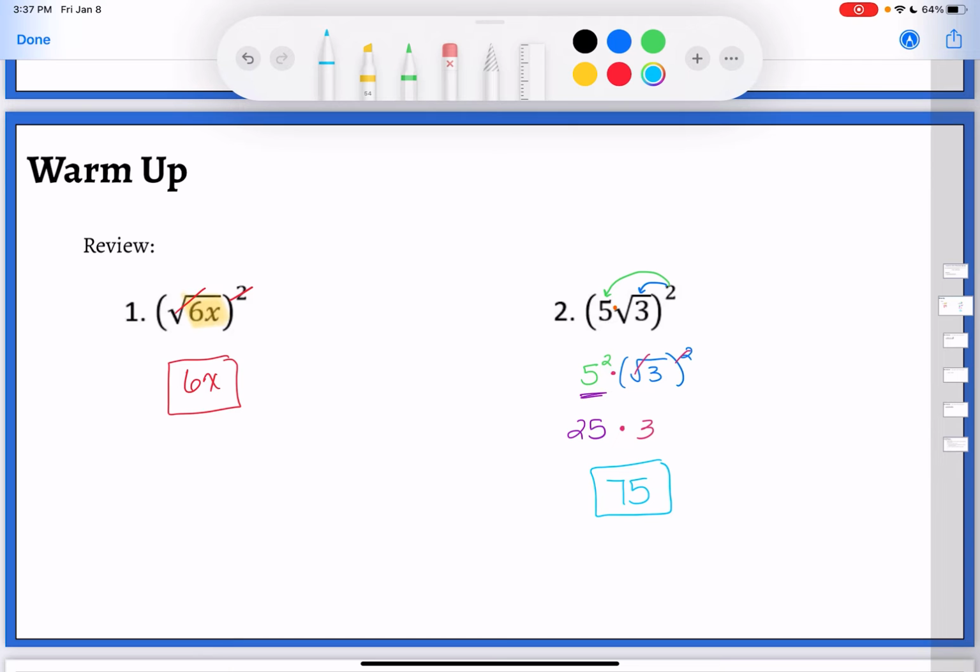So just remember that. In number 1, if everything is on the inside of the radical, then when you square it, the radical just disappears. But like on number 2, if you have a number outside of a radical and a number inside, and you're squaring the whole thing, you need to square both parts, okay?